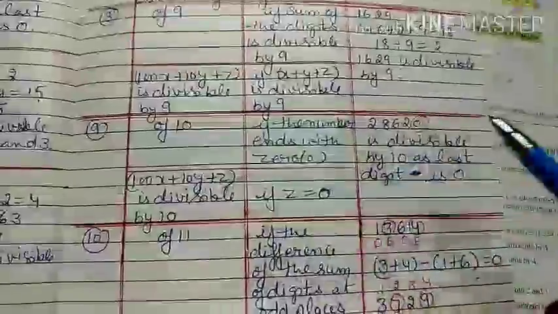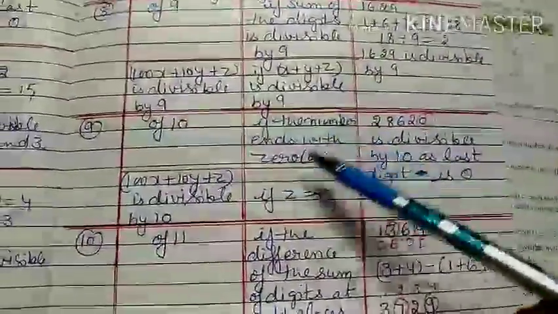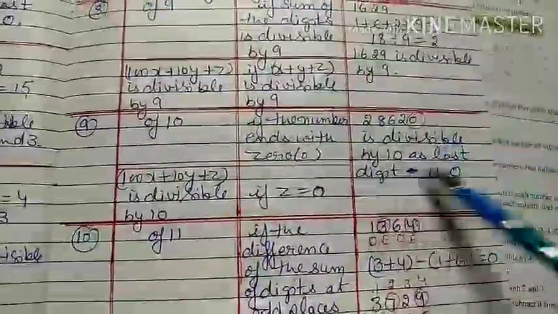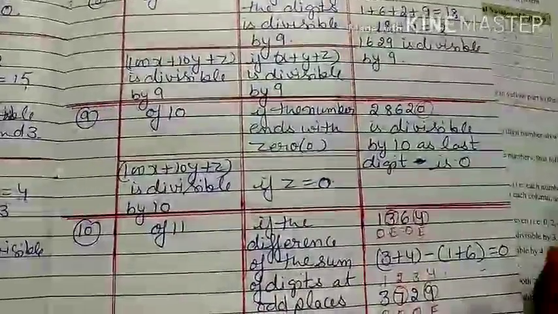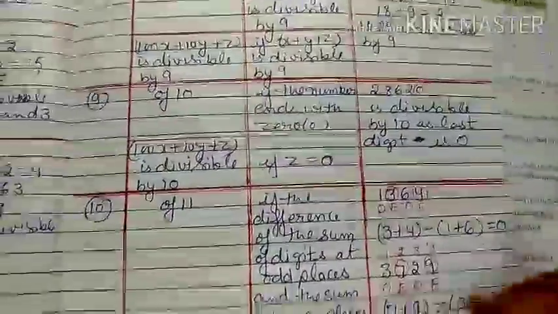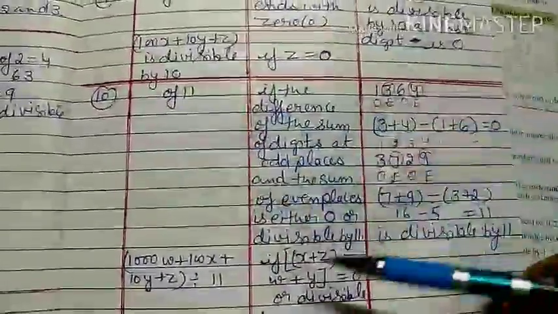So what is the divisibility test of 10? If the number ends with 0, then we can say it is divisible by 10, as the last digit is 0. Now what is the divisibility test of 11?